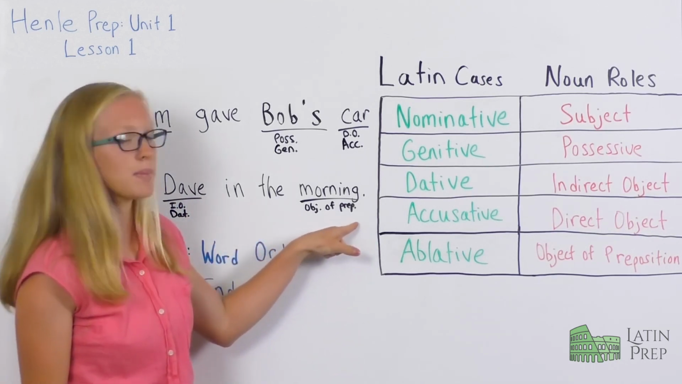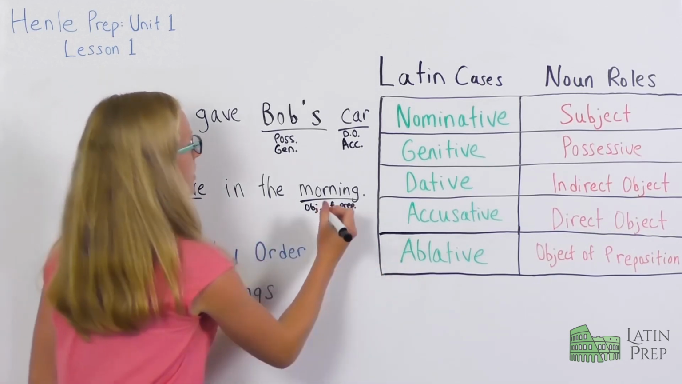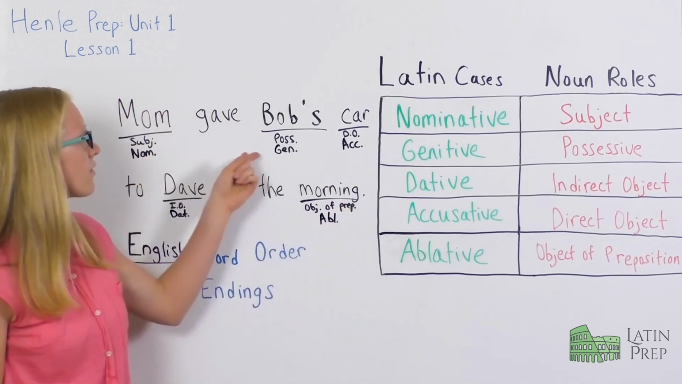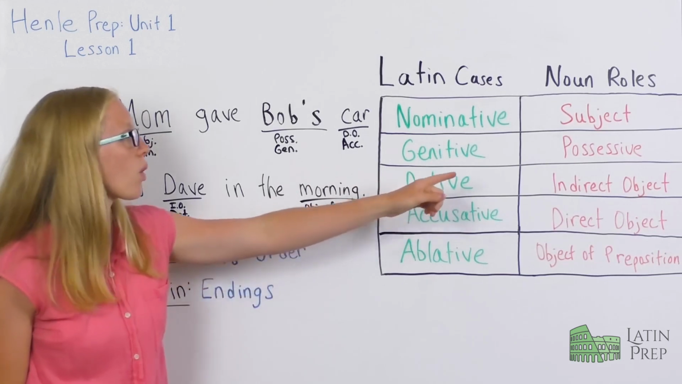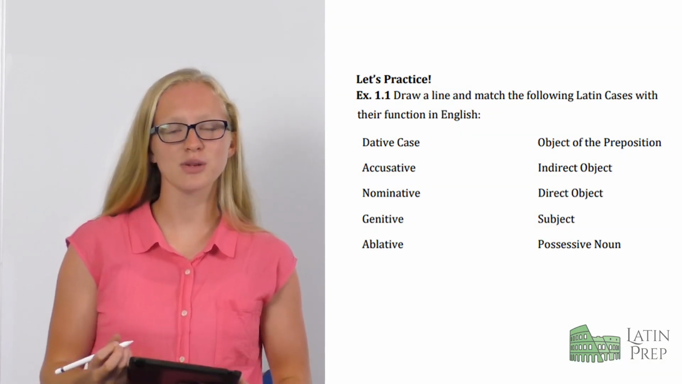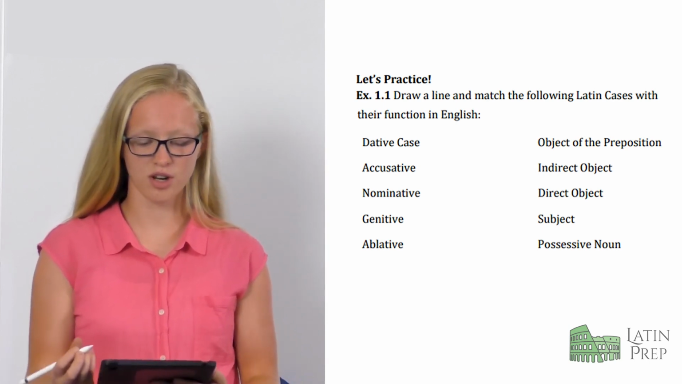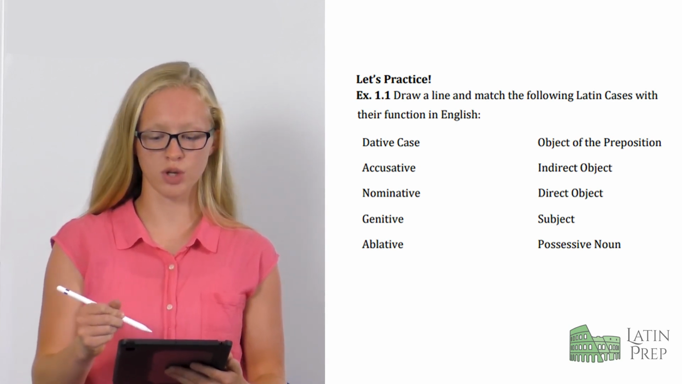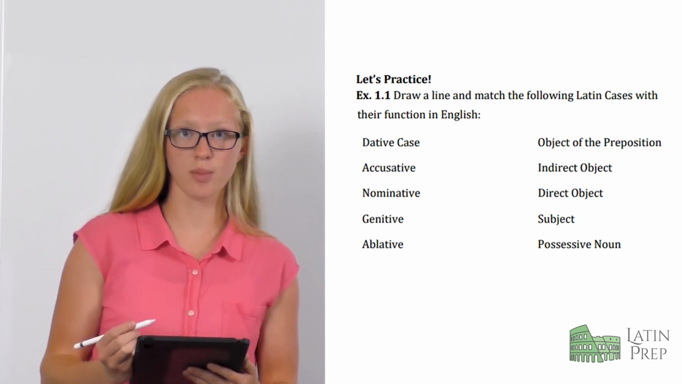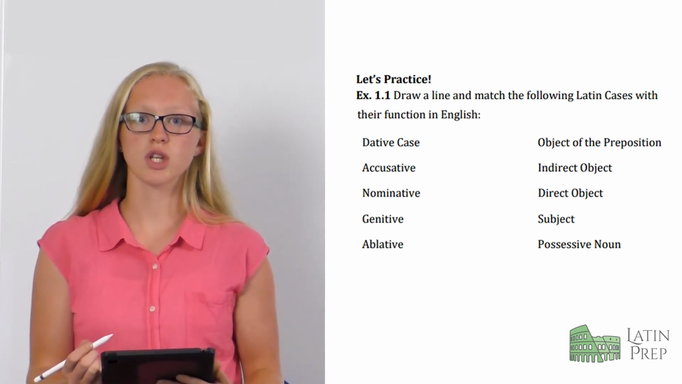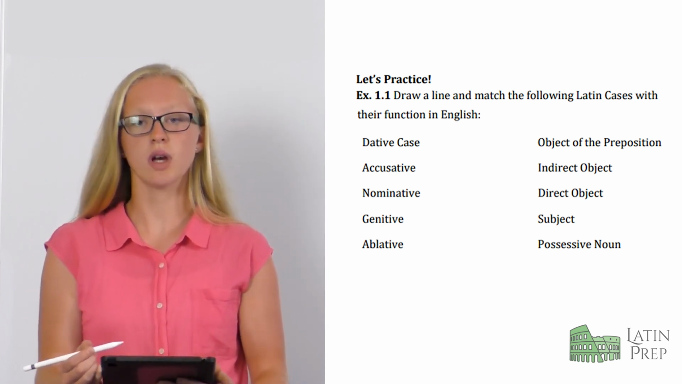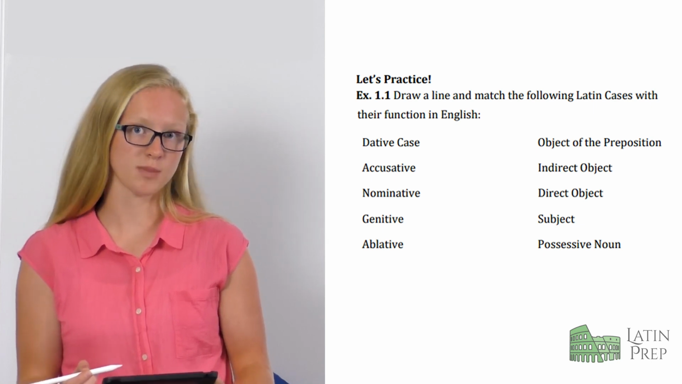And object of the preposition, we call ablative. So these are our 5 Latin noun cases that correspond to the noun roles. Now we're going to go through the exercises together, and I'll just be demonstrating for you how to get started on each one. So we're going to start with exercise 1.1. Here you're going to draw a line and match each case to the noun role that it corresponds to.